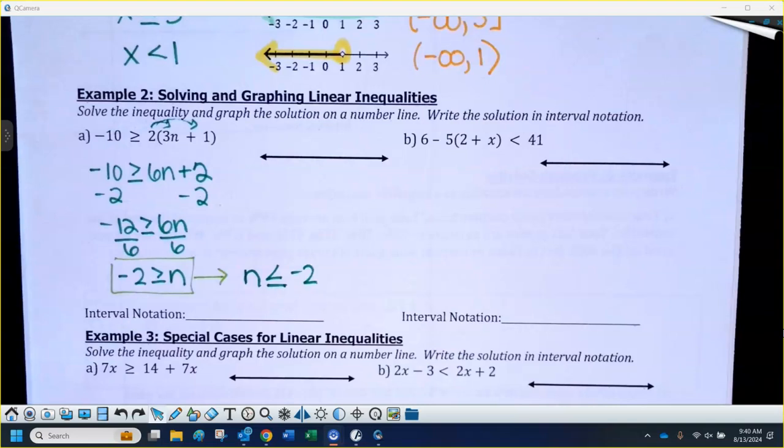Does anybody know the reason that it's helpful to have the variable on the left? Yeah. It shows which one is on the line. Exactly, exactly.